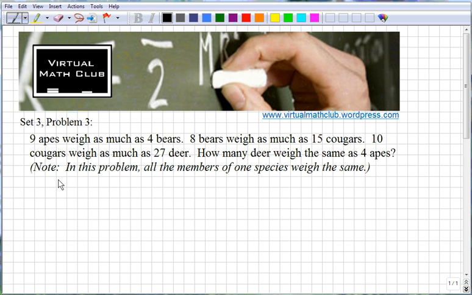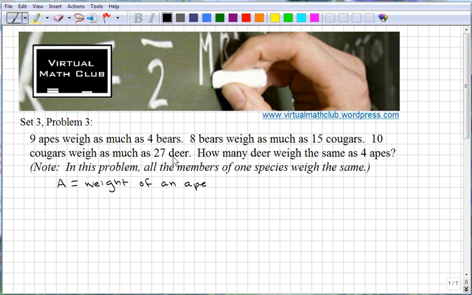My hint to you would be to first of all assign some variables. What I would do is say that the letter A for apes, it's kind of handy that they have apes starting with A, bears starting with B, cougars starting with C, and deer starting with D. It makes it kind of handy just to define the variables as A, B, C, and D. So let's define the variable A as the weight of an ape. And you can also define B as the weight of the bear, and C as the weight of the cougar, and D as the weight of the deer.